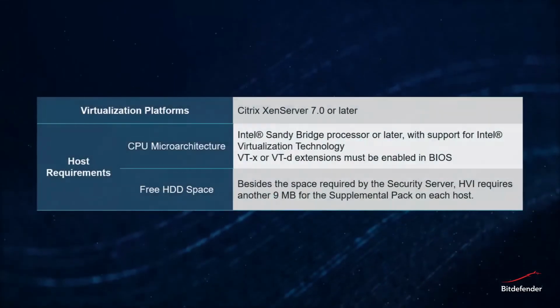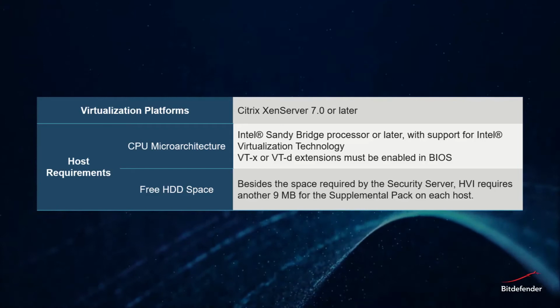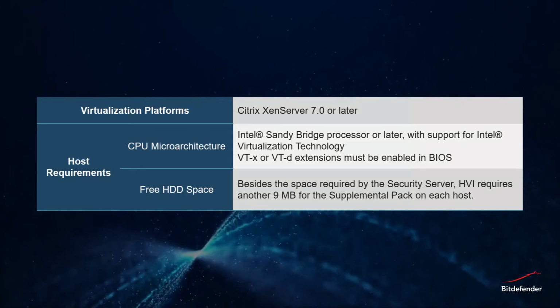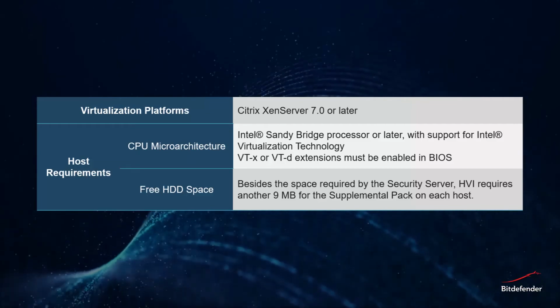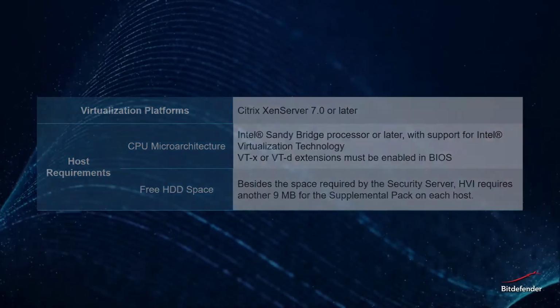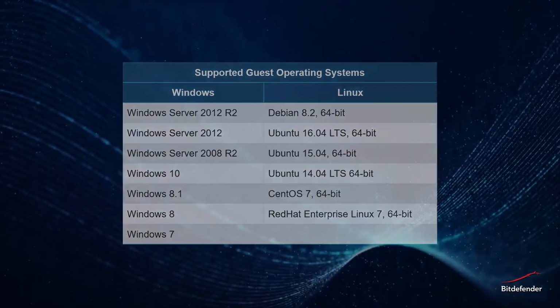In order to run Bitdefender's HVI, you need at least Citrix XenServer 7 running on an Intel Sandy Bridge or newer processor that supports Intel virtualization technology, and 9 MB for the supplemental pack on each host, which adds to the space required by the security server. HVI can protect VMs that run Windows and Linux.